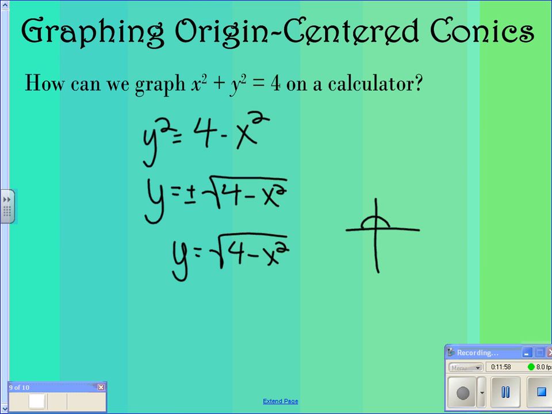Anyway, so back to y equals. You could put in this on your calculator if you really want to. However, I don't want to do that because it's going to take too long on some of them. So instead, I'm going to do negative y1.